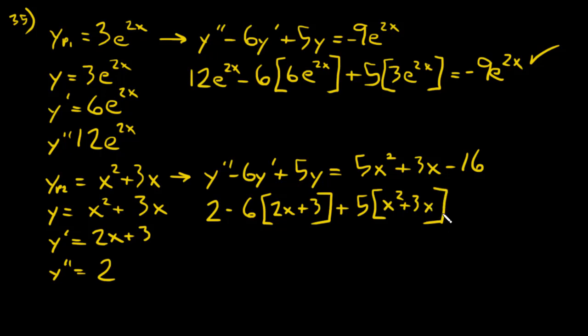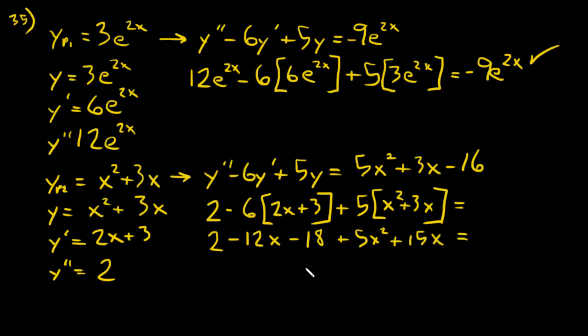Okay? Let's see what that equals. Well, I'm going to get for my, is that right? Yeah, I guess that's right. You know what? I'm going to actually do one more step because I don't want to do that in my head. 12x minus 18 and then plus 5x squared plus 15x. There we go. Now I can combine like terms.